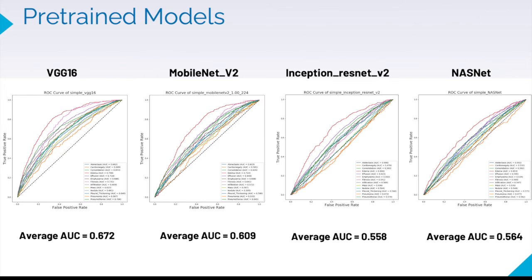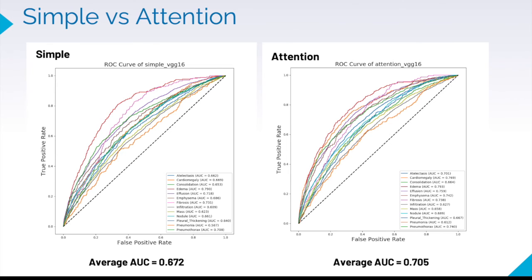Here we compare the performance of several pre-trained models, including VGG16, MobileNet, Inception, ResNet, and NestNet. We can clearly see that VGG16 has the best performance as it has the highest average AUC score. Using the same VGG network, we can compare the simple versus attention model. The ROC curve suggests that the attention model has better average performance than the simple model.